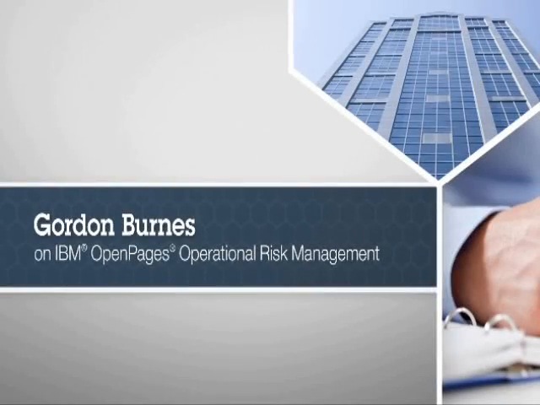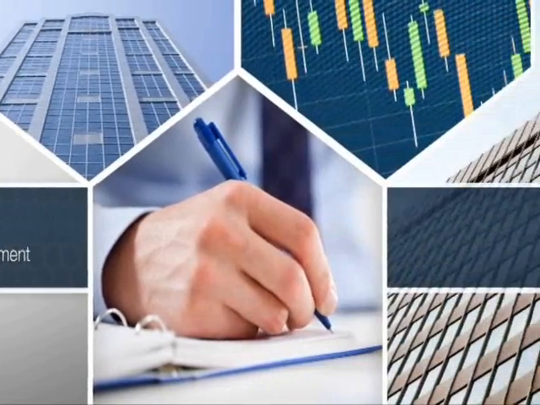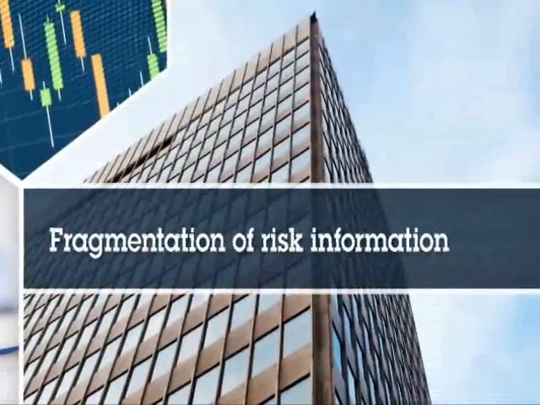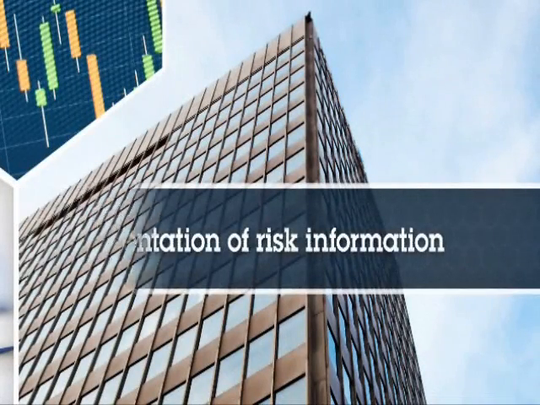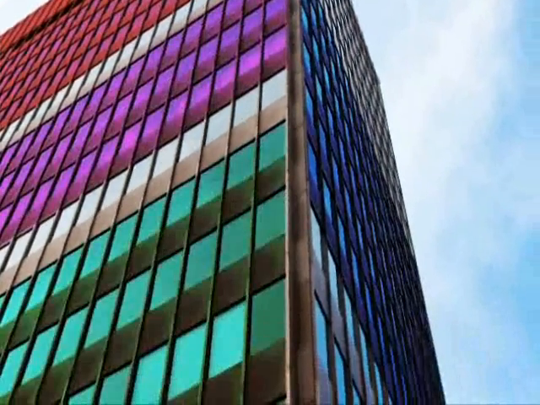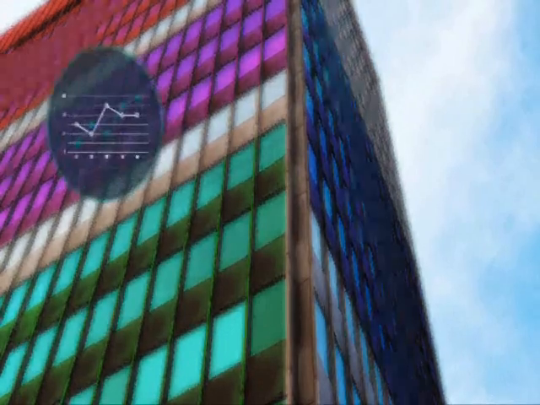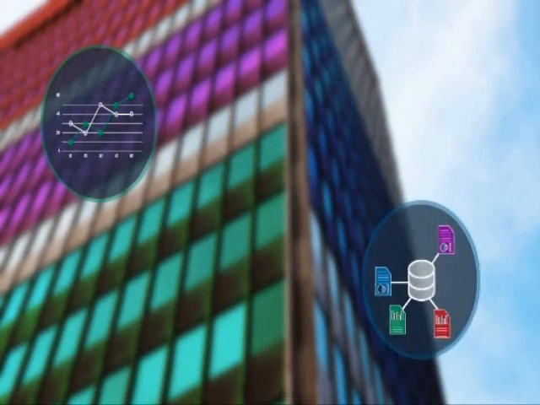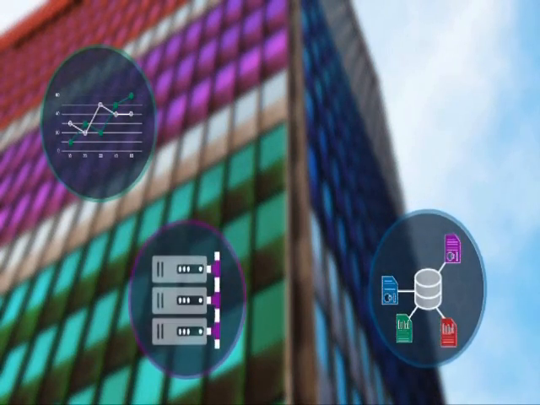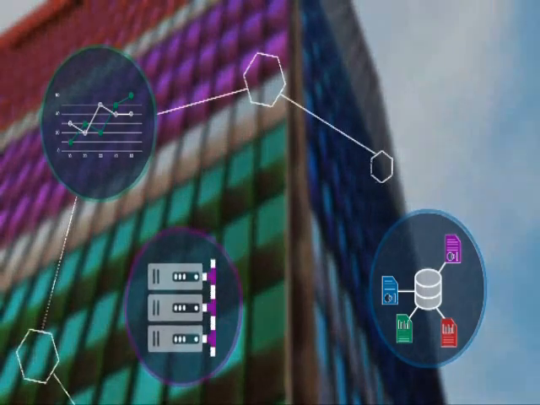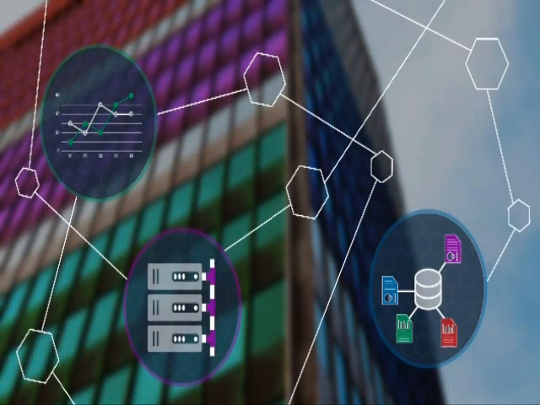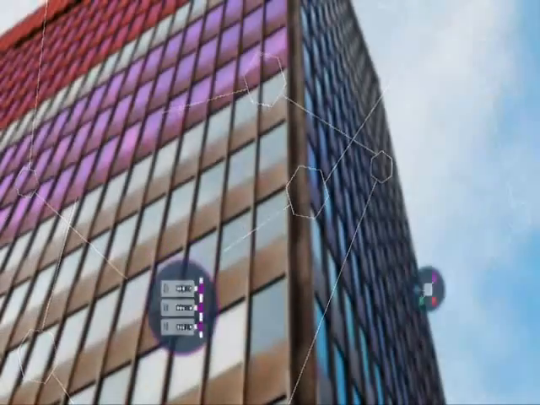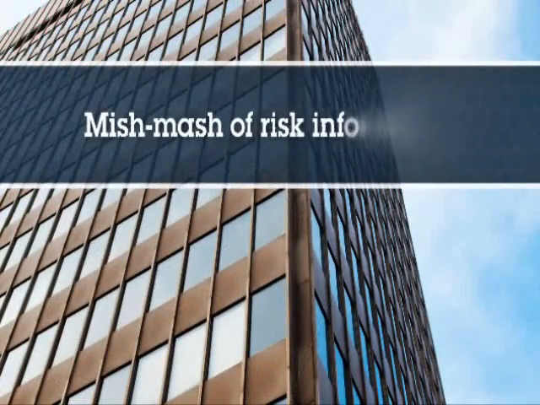The common challenge that companies face today is really a fragmentation of risk information. Information fragmentation is the result of different parts of the business developing different point solutions and data marts and SharePoint servers to address the risk and compliance challenges in a really non-coordinated fashion. And the result today is a mishmash of risk information around the company.